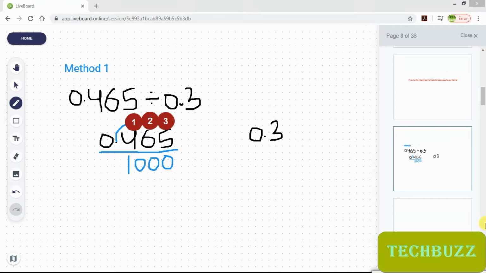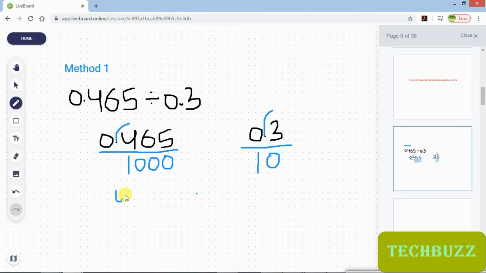Now we will perform the same procedure with our divisor. We remove the decimal, and after removing it we count the number of digits after the decimal. We find only one digit after the decimal, so we write 10. Now I am writing these numbers again without the decimal. So what is the fraction now? 465 upon 1000, and the other one is 3 upon 10.